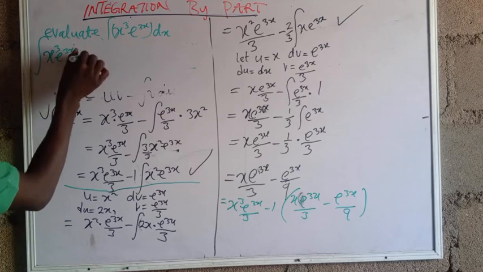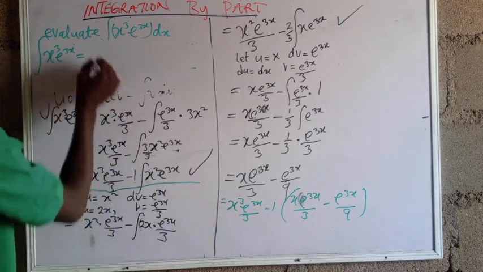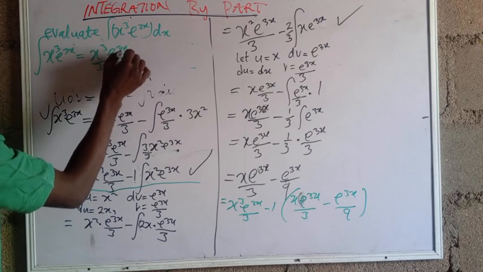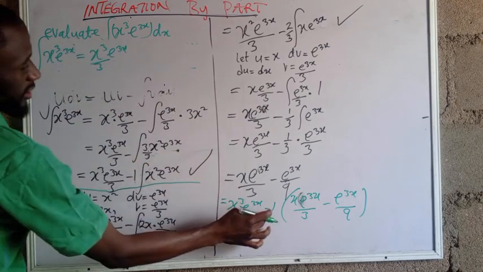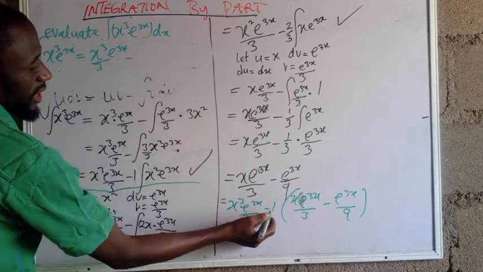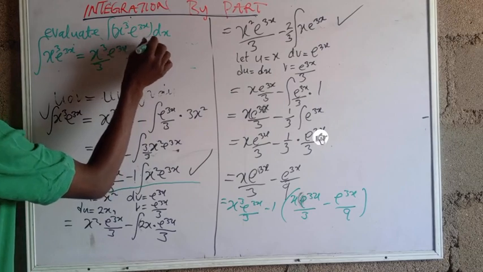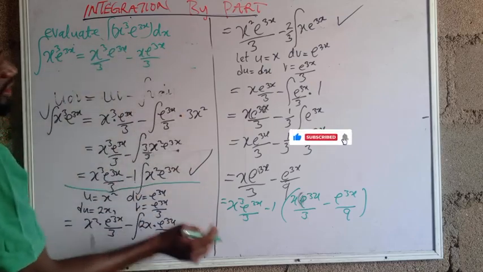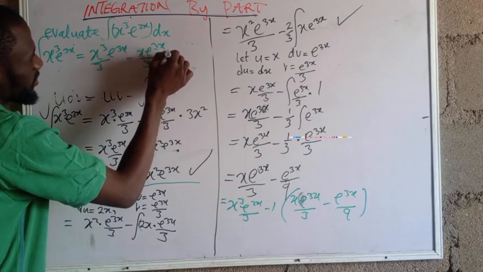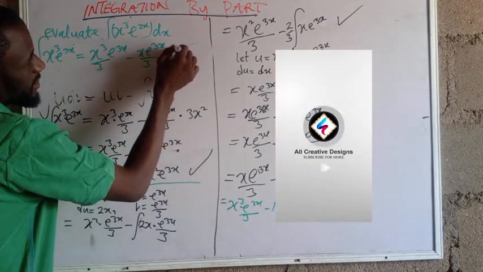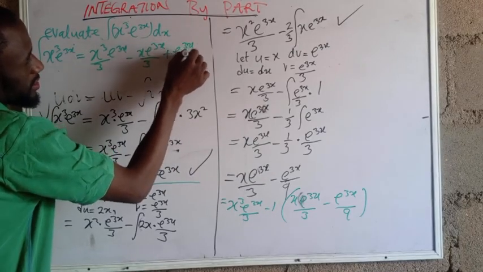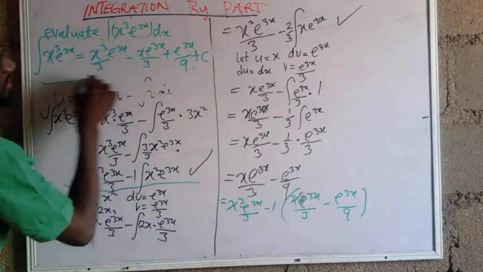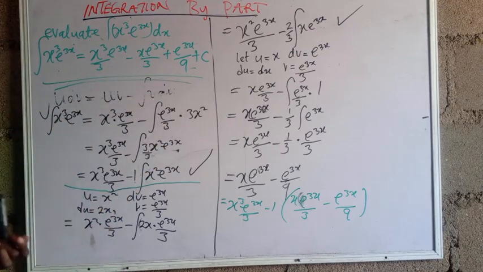That is, the integration of this is equal to this one. We have x cubed all over 3 exponential 3x. That is minus this one. Minus 1 times this. We have x exponential 3x all over 3 minus times minus, here we have plus exponential 3x all over 9 plus c. That is the final answer. This is how you can resolve it.